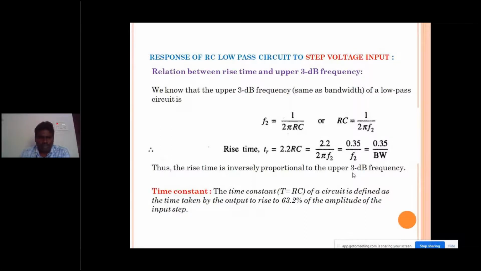Now let us see what the time constant is. What is the time constant that I already gave you? The amount of time that it takes for the output to rise to 63.2%. When the output reaches 63.2%, the time it takes for the signal to get there is called the time constant. In simple words, I can say T is equal to RC.